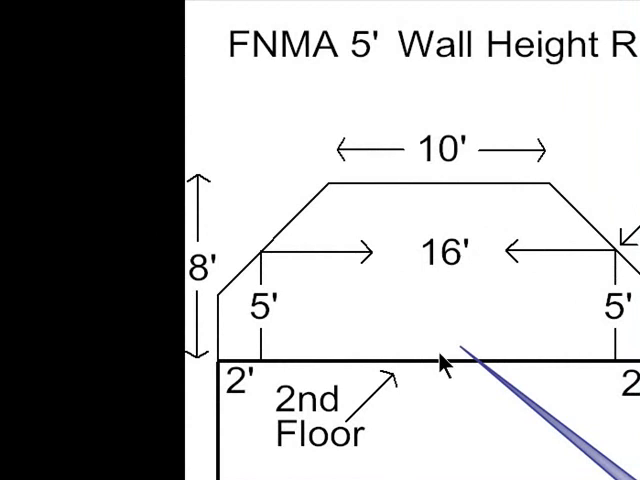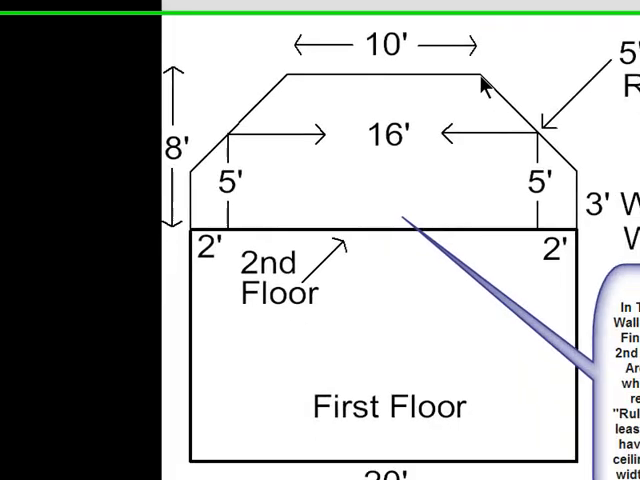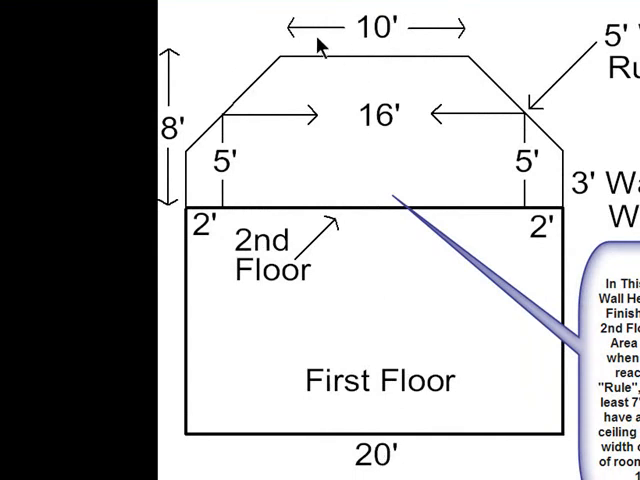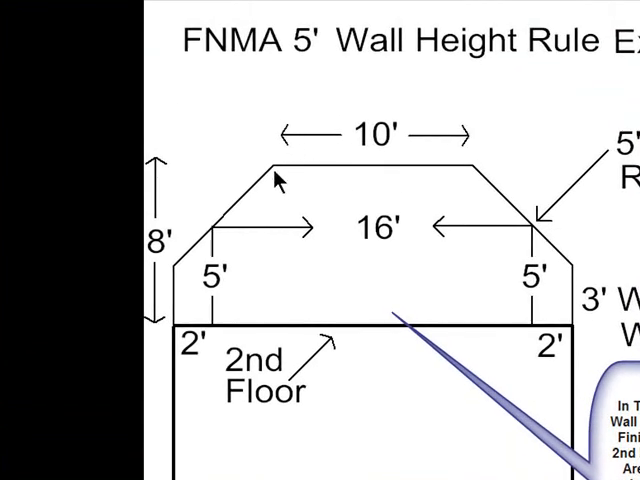Also, to be calculated as living area, we must have a ceiling height of a minimum of 7 feet from here to here, and this area has to be 50% of the total ceiling area. In this example, at 20 feet, we have 10 foot across, so that would qualify for the 50% of the ceiling height being at least 7 foot or more.